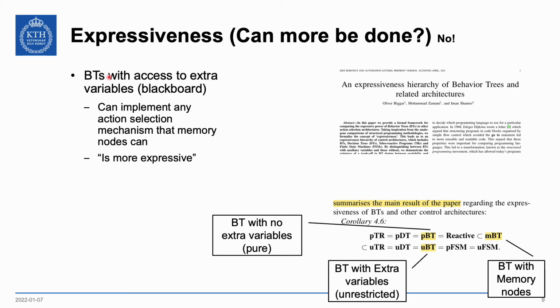So basically, BTs with access to extra variables, blackboards, which we argued kind of makes sense, can implement any action selection mechanism that memory nodes can. And that is the definition of expressiveness, so it's more expressive. So from a theoretical point of view, there's no need to add the memory nodes. And from a practical point of view, I would say there's also no need to use them.